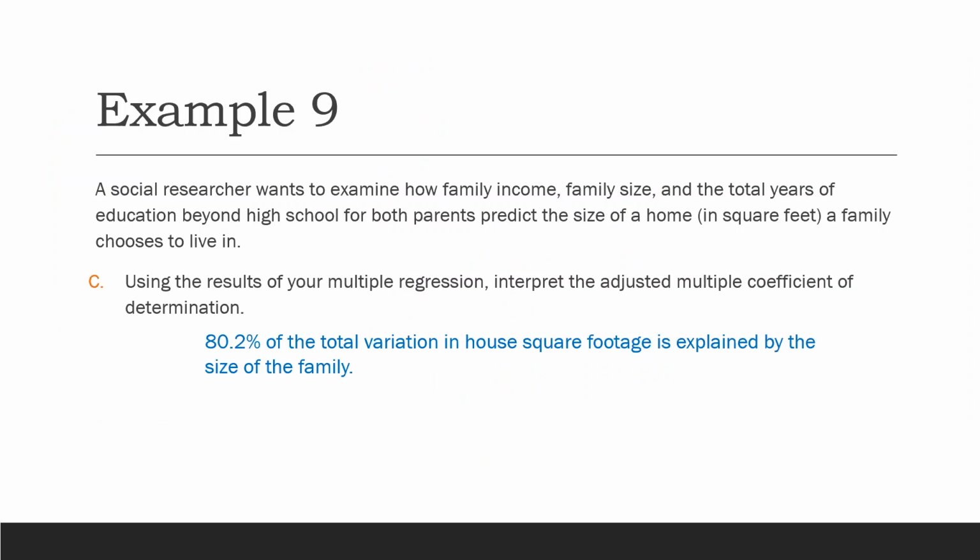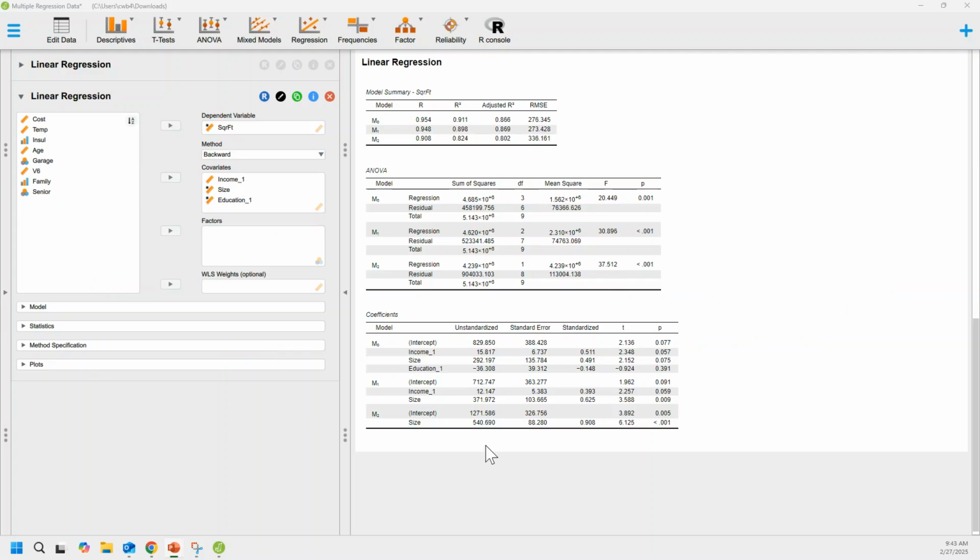All right. Using the results of the multiple regression, let's interpret the adjusted multiple coefficient of determination. The adjusted multiple coefficient of determination is 80.2 percent or 0.802, as I saw here in this table. If I go to my model summary table to M2, my R squared is 0.824. That's for simple linear regression. Here, my adjusted R squared, which accommodates for the fact that I started with a more complex model, is 0.802.